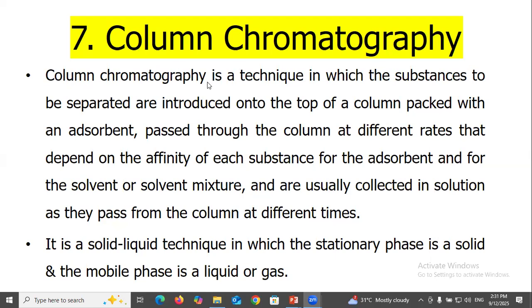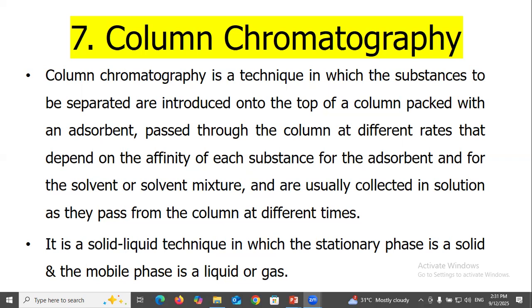Column chromatography. Column chromatography is a technique in which the substances to be separated are introduced onto the top of the column packed with an adsorbent, and passed through the column at different rates that depend on the affinity of each substance for the adsorbent and for the solvent or solvent mixture, and are usually collected in solution as they pass from the column at different times.